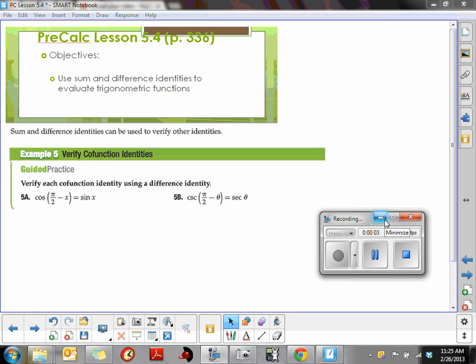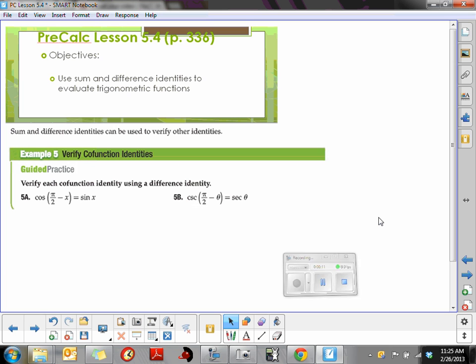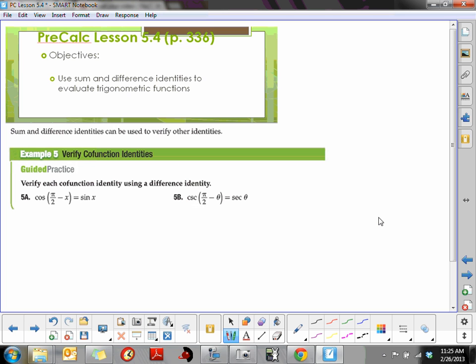The next two are fairly simple examples of just applying a sum and difference identity, or in this case, two difference identities, to prove that the other one is equal on the other side. So, like I said, these go fairly quickly. You can see that this is the cosine of a difference. So to find the cosine of a difference, you take the cosine of the first angle, which is pi halves, times the cosine of the second angle, which is, oops, not alpha, it is x.